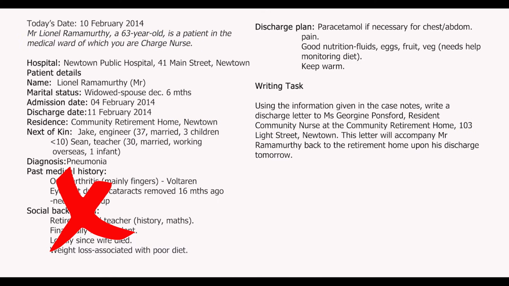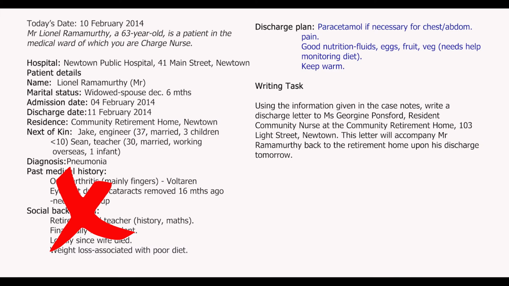Next, we read the discharge plan. From the discharge plan, we can know that the patient needs paracetamol if necessary for chest and abdominal pain. So from here, we can know that the patient still has chest and abdominal pain for which paracetamol is required. Secondly, the next item is about the nutrition of the patient. The patient needs good nutrition including fluids, eggs, fruits, vegetables, and also requires monitoring regarding the diet. It is also important to keep the patient warm. So this is the information in the discharge plan.